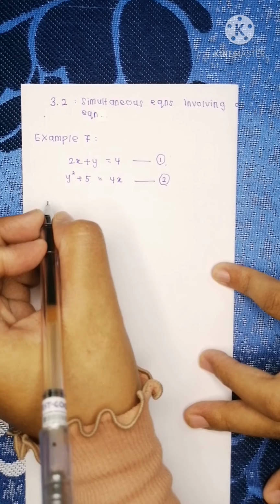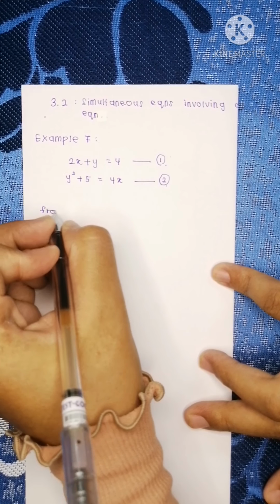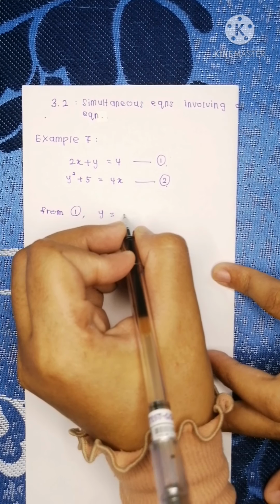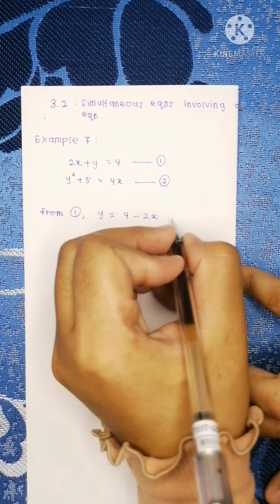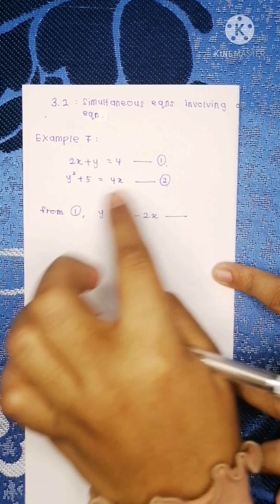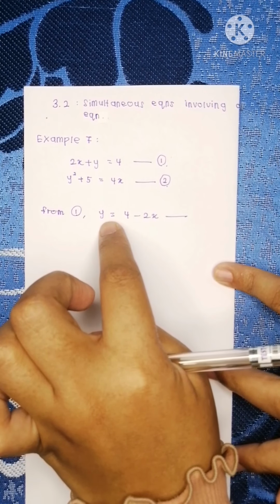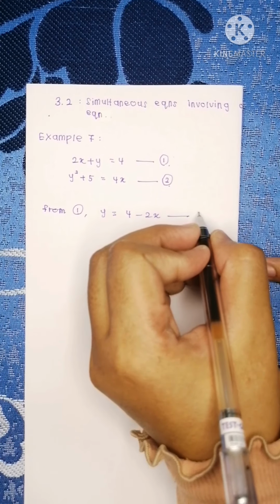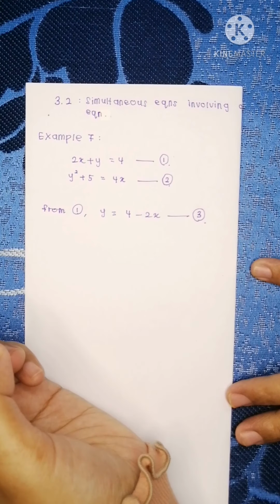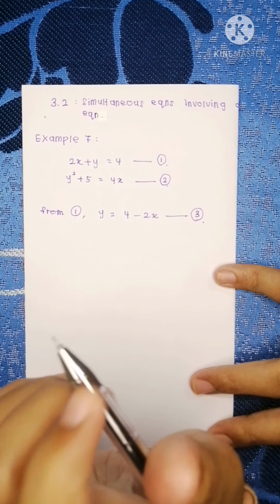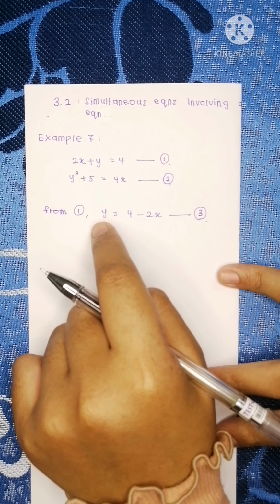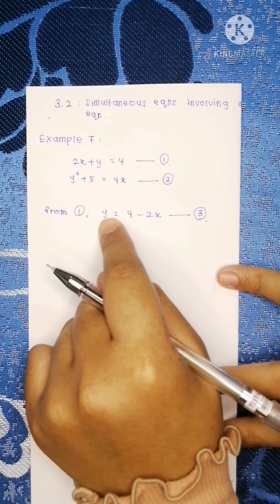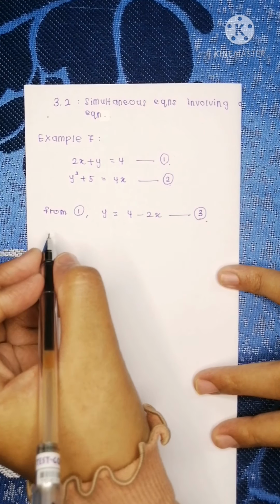From equation 1, y is equal to 4 minus 2x. This means that from equation 1, we make y the subject and it becomes 4 minus 2x. And this will become equation 3. Now we start the substitution. We already made one of the unknowns the subject, which is y. So now we want to apply the substitution.